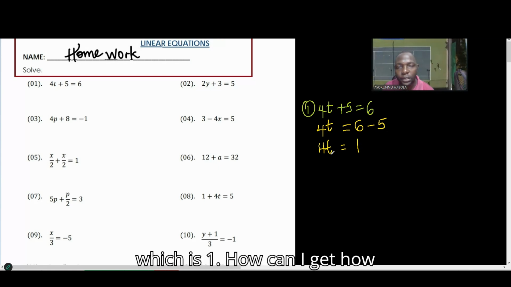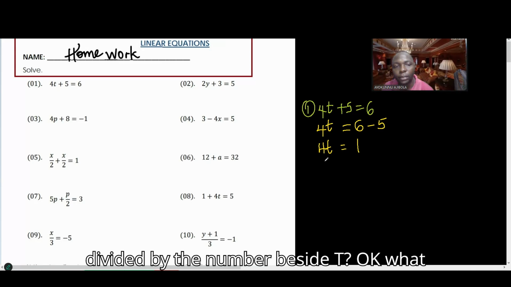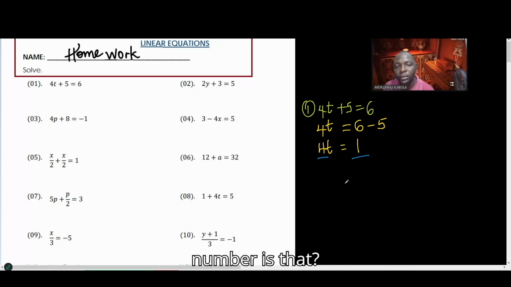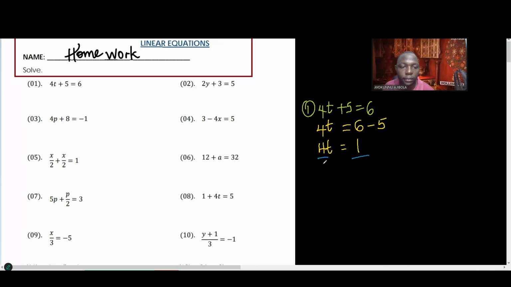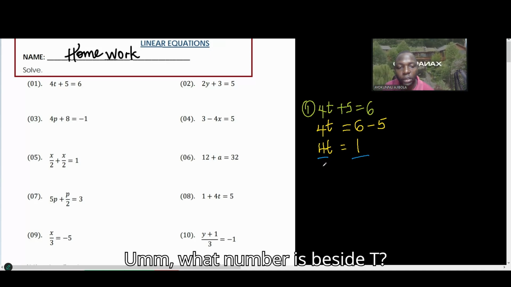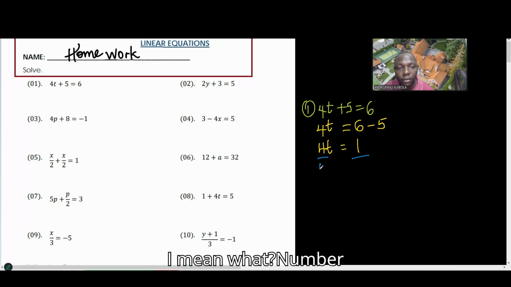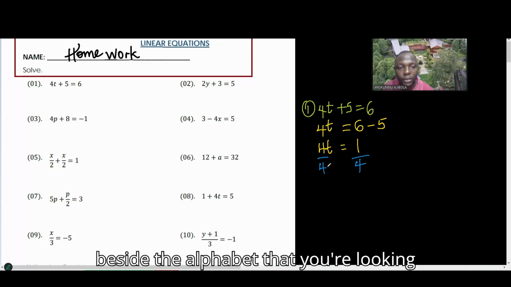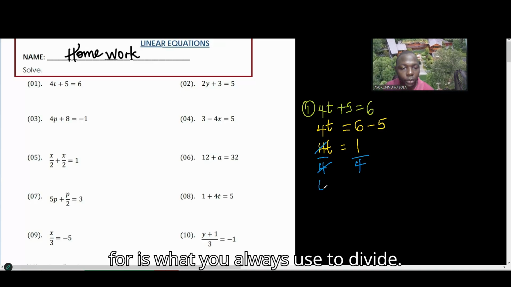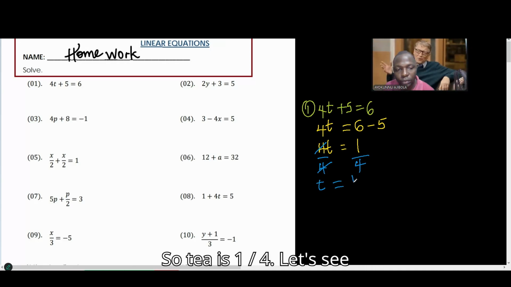How can I get t? I'll divide by the number beside t. What number is that? 4. So the number beside the alphabet that you're looking for is what you always use to divide. So t is 1/4. Let's see one more.